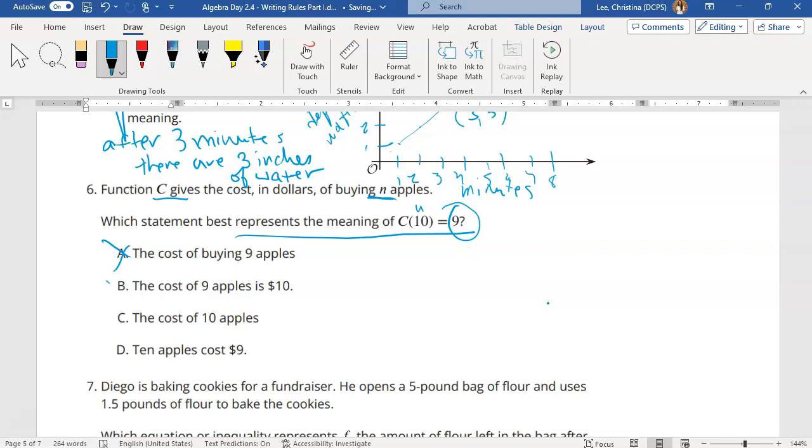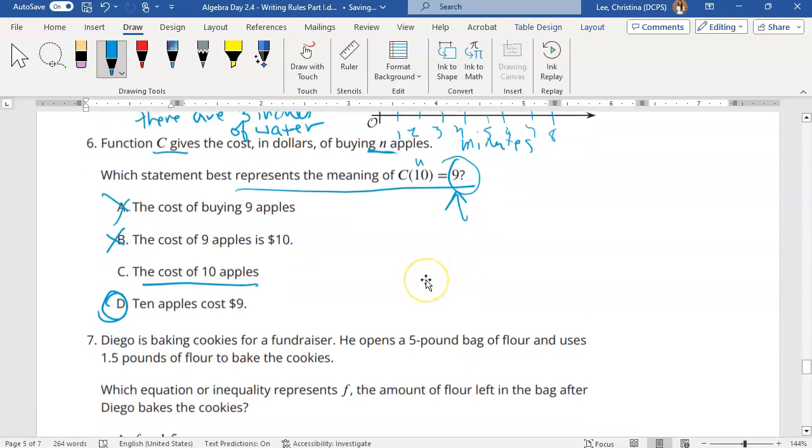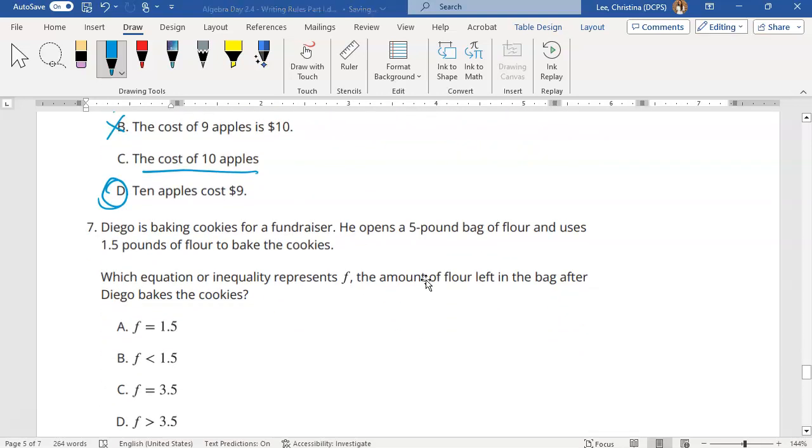The cost of 9 apples and $10, no, the inverse of that, because the input is the number of apples, the output would be how much it's going to cost. The cost of 10 apples. It is the cost of 10 apples, but we have more information here because we have this equals 9. So 10 apples cost $9 gives us our fullest piece of information here.